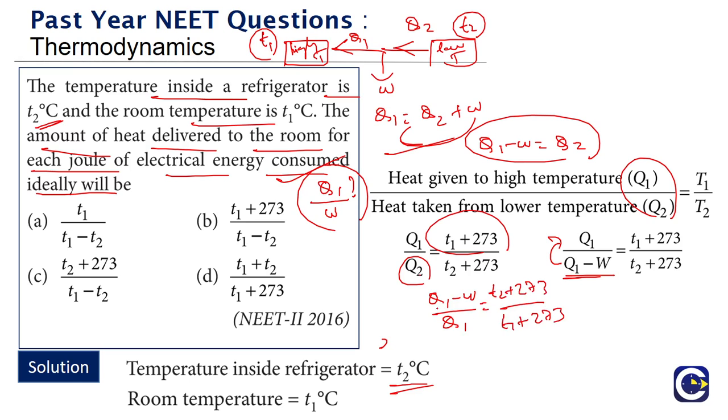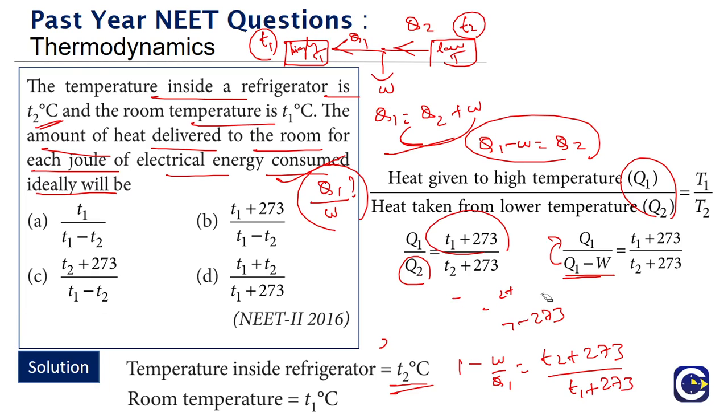So we can split it. When we split it, we are going to get 1 minus W by Q1 is equal to t2 plus 273 by t1 plus 273. So we reverse it and then we split the numerator. Look at it, we will be getting 1 minus W by Q1 equal to t2 plus 273 divided by t1 plus 273.